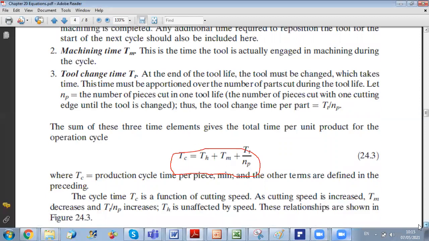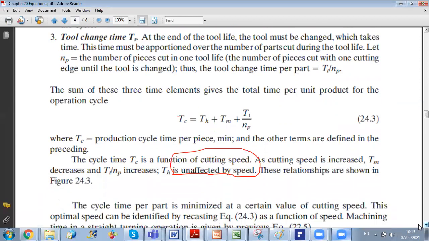In general, the handling time is not affected by the speed of the machining operation, because as we said, the handling time depends on the time needed to prepare the setup, to bring the product near the machine, and at the end to unload the part. So all of this will not be during the machining operation. This is why it will not be affected by the speed. So we can consider that this part is not a function of the cutting speed.